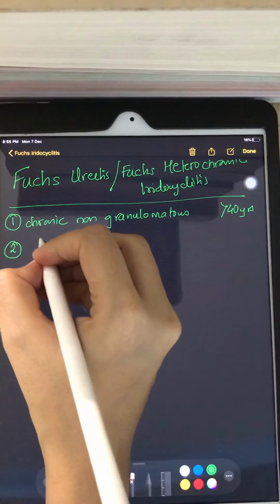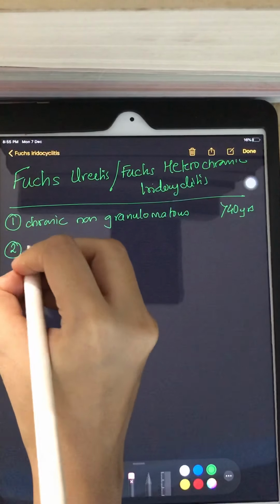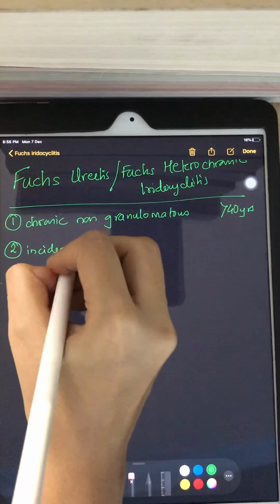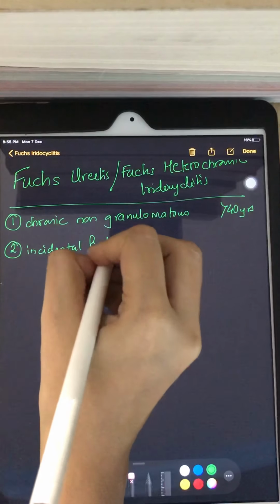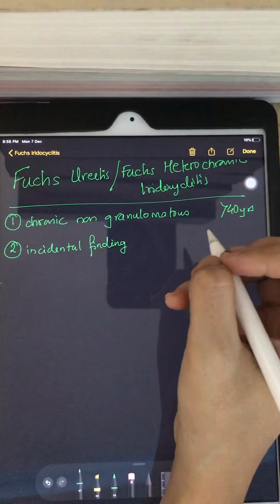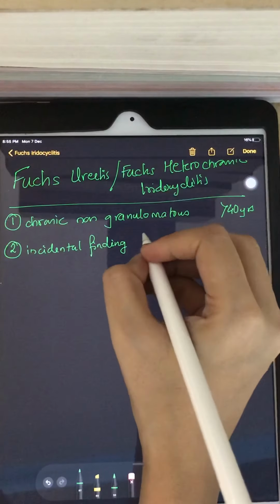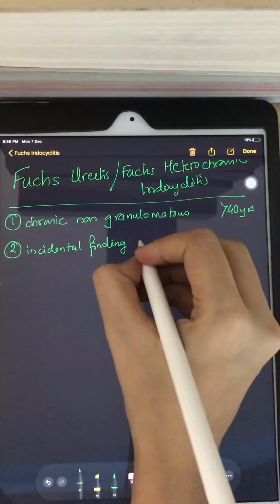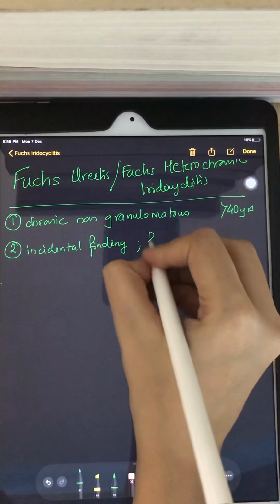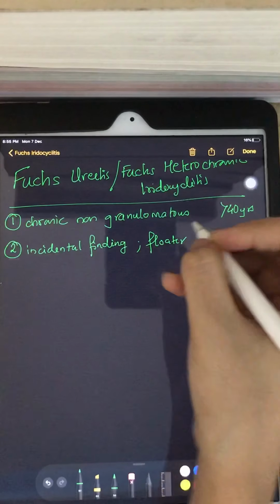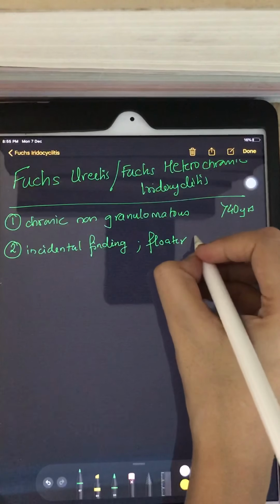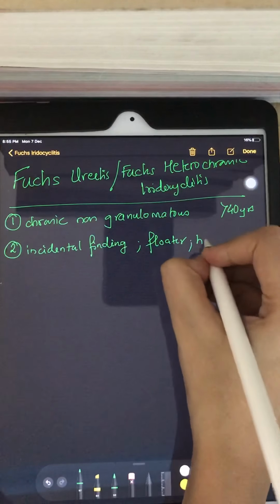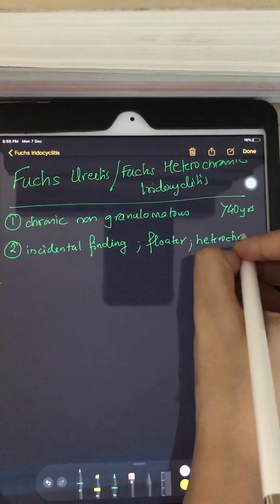So how does the patient present in case of Fuchs? Most often it is an incidental finding. That is, the patient has come for some other problem and we incidentally find Fuchs. Sometimes the patient can present with persistent floaters, and obviously, as the name suggests, the patient himself might have noticed the heterochromia.